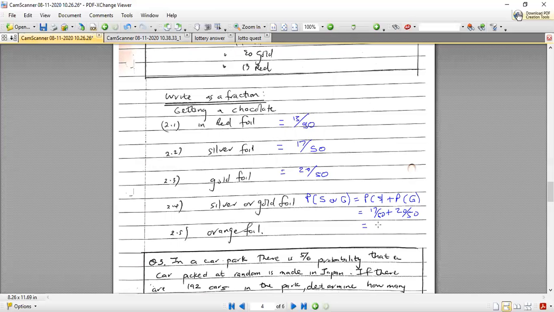And if we add that, if we use our calculators or we use common fractions, we will get 37 out of 50 is our prediction of getting a silver or a gold foil chocolate. Now 37 out of 50, we also need to look at the answers and make sense of it. 37 out of 50 in percentage form is 74%.